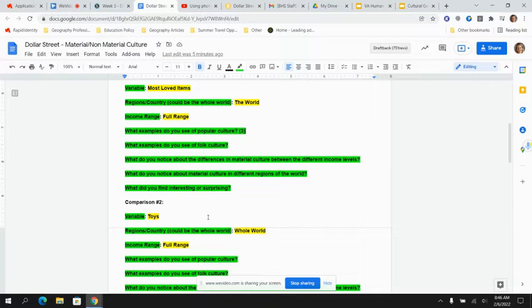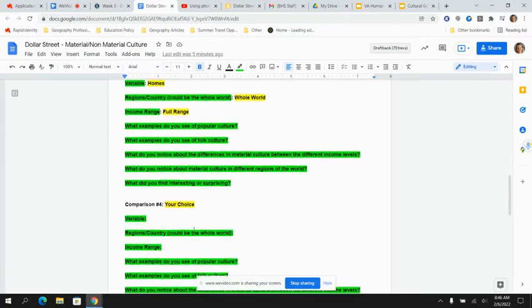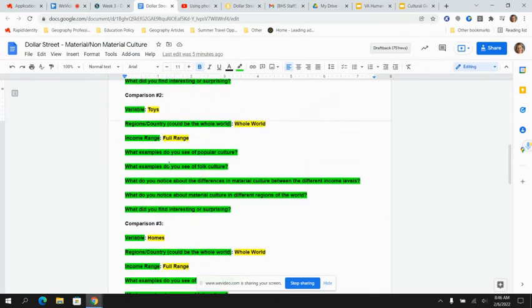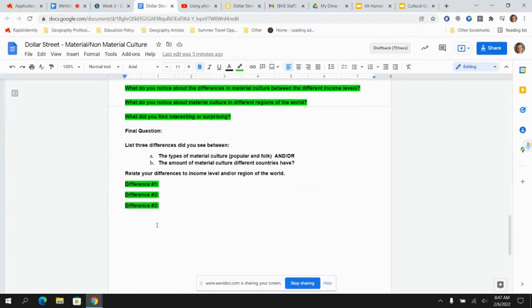And then you're just going to answer some questions about what you notice about differences in material culture between different income levels. What do you notice about material culture in different regions of the world? And what did you find interesting or surprising? And then you're going to be asked to change it to homes and to toys. And then ultimately you're going to get to choose. And then there's some final questions.